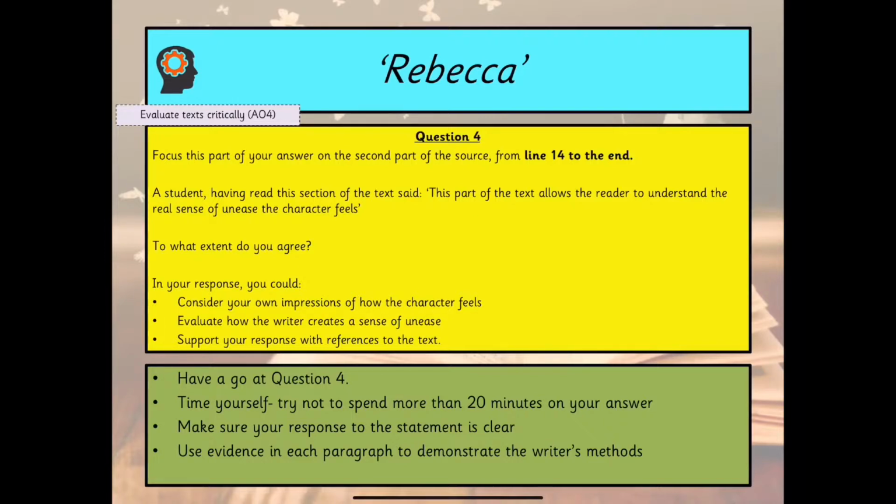When you're ready, come back and we'll go through the mark scheme again and we'll go through some example student answers and I'll show you how you can do a bit of self-assessment to see how you're getting on. Pause the video now and come back when you've had a go at question 4. Good luck. I'll see you in a bit.